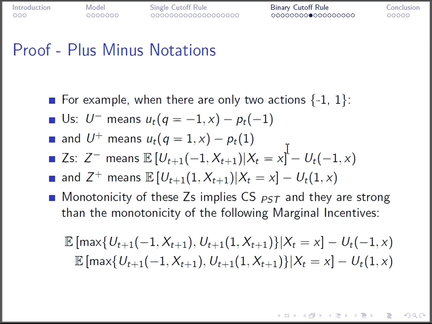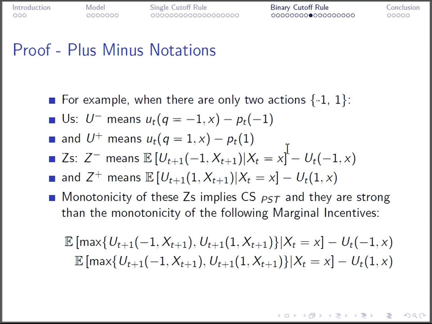So the only thing you should notice here is that this is the utility from the minus 1 allocation in the next period subtracted by the minus 1 allocation in the first period. So this set is not really the marginal incentive. The real marginal incentive should be something like this. It's the max of these two. Subtract only one of them. So the good thing is that that one is stronger. That one actually implies the one below.